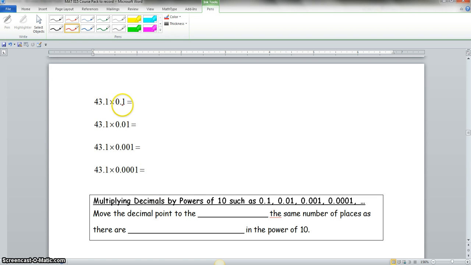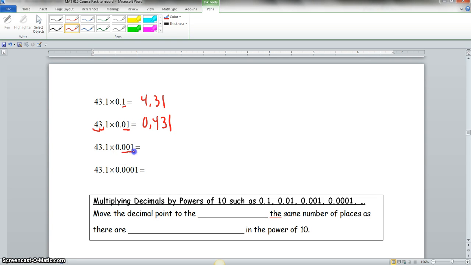So now whenever you multiply by the decimal power of 10, you have to move your decimal to the left, how many numbers you have behind the decimal. Like here, we only have 1 digit behind the decimal. We move it 1 place to the left. So it'd be 4.31. Here we had 2 digits behind the decimal. We'll move it 2 places to the left, which will give us 0.431.